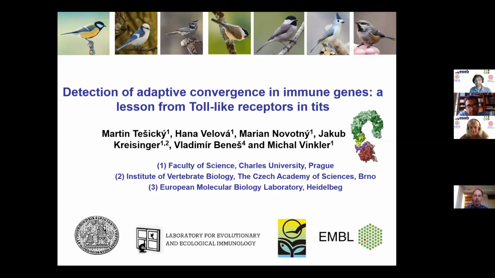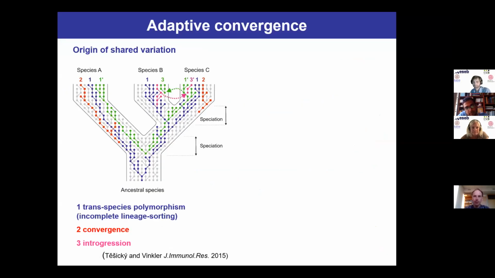I'm very glad that I have an opportunity to introduce our research, how to detect adaptive convergence in immune genes. Convergent evolution is a fascinating evolutionary mechanism when some traits may pop up many times in evolutionary history in non-related species. When you look at this figure, you see that each circle represents the gene pool of one population, and by this arrow you can see the ascendant-descendant relationship.